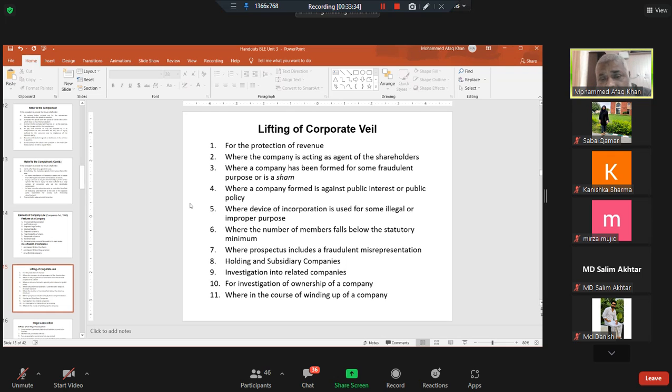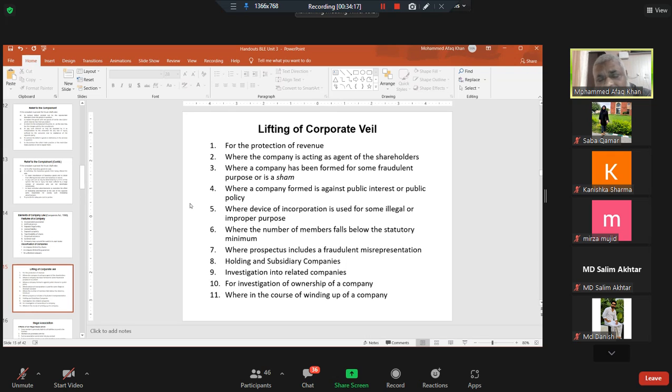Number one, for the protection of revenue. So if there's a case of tax evasion and purposely the members of the company indulge in such types of activities where they do not disclose the company's total profits, or sometimes they circumvent the laws to not pay the taxes to the government, the government may lift the corporate veil and may direct its agencies to hold the members or the directors of the company responsible. Where the company is acting as agent of the shareholders.